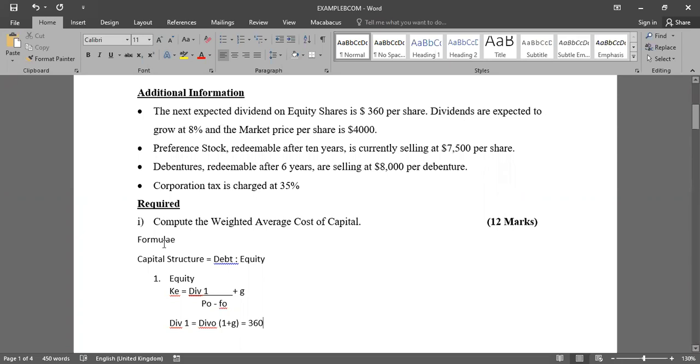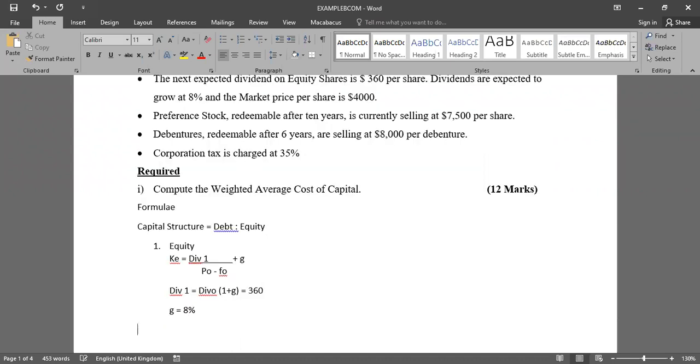They're just telling you that the G is actually 8%. Then the market price, which is the P naught, is also given as 4,000. Here you're speaking, is it per share? If it's per share, then your P naught is per share, so your dividend must also be per share. That's the only trick. And you don't have flotation costs, so F naught is 0.